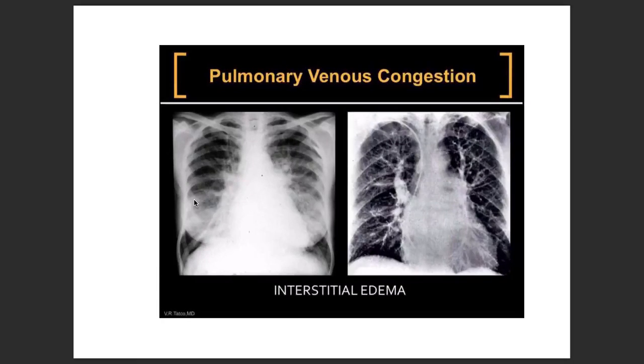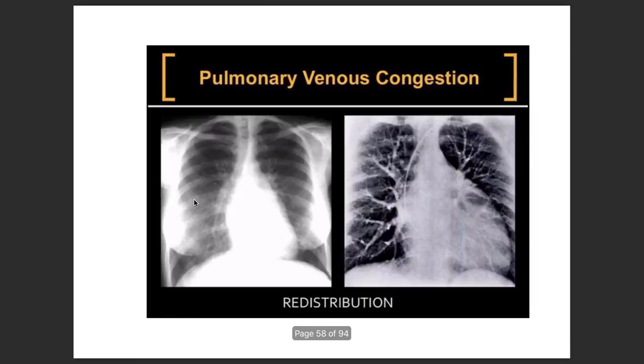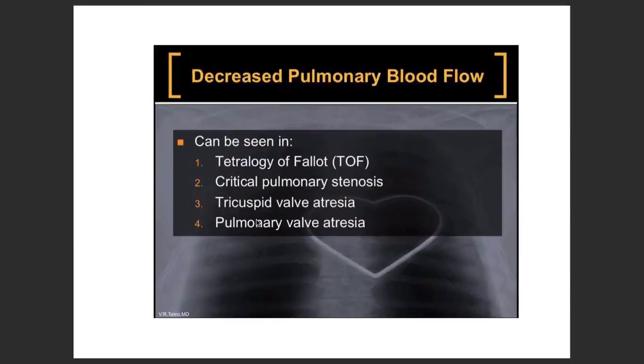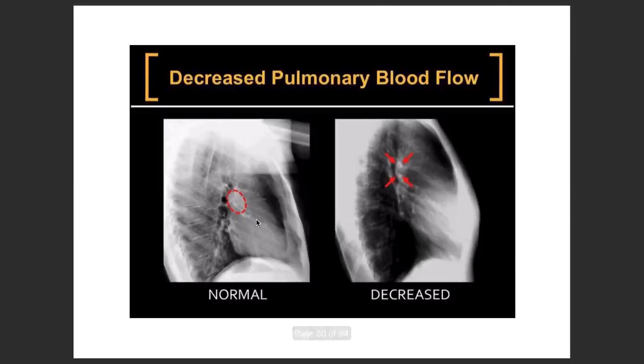Examples are really, really important, as I'm telling you. And then comes the redistribution. So with passage of time, yes, it can be redistributing as well. So pulmonary congestion can also happen. Similarly, decreased pulmonary blood flow can also happen. But what are the conditions for that? It happens with TOF, critical pulmonary stenosis, tricuspid valve atresia, and even pulmonary valve atresia as well.